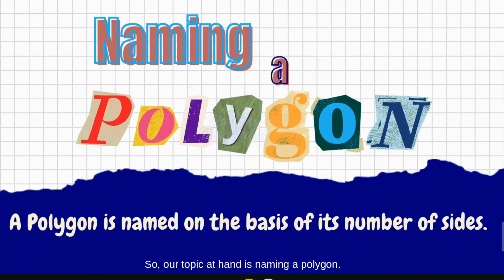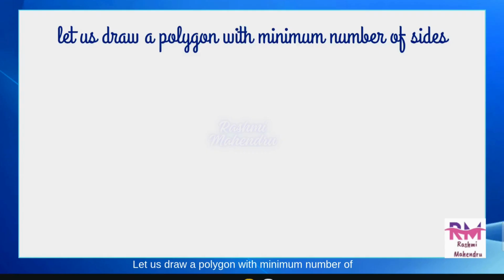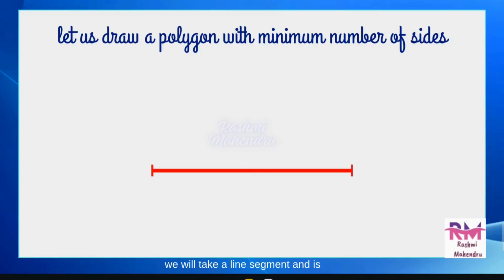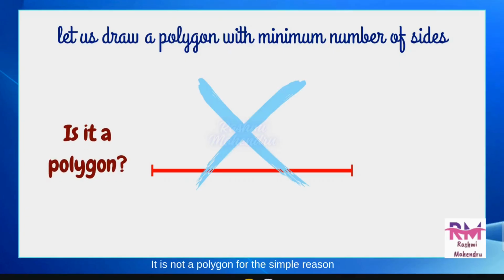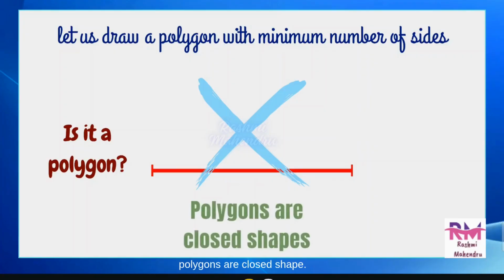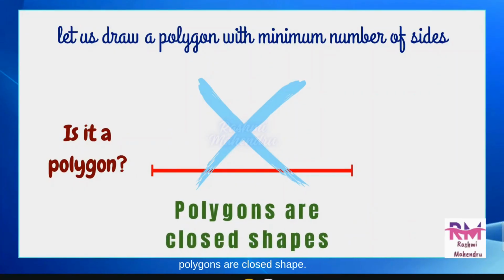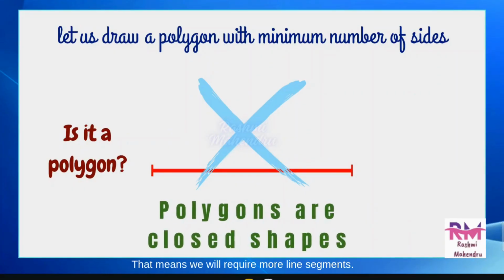So our topic at hand is naming a polygon. Did you know a polygon is named on the basis of the number of sides it has? Let's explore. Let us draw a polygon with the minimum number of sides. So we'll take a line segment. And is it a polygon yet? It is not a polygon for the simple reason that polygons are closed shapes. That means we will require more line segments.